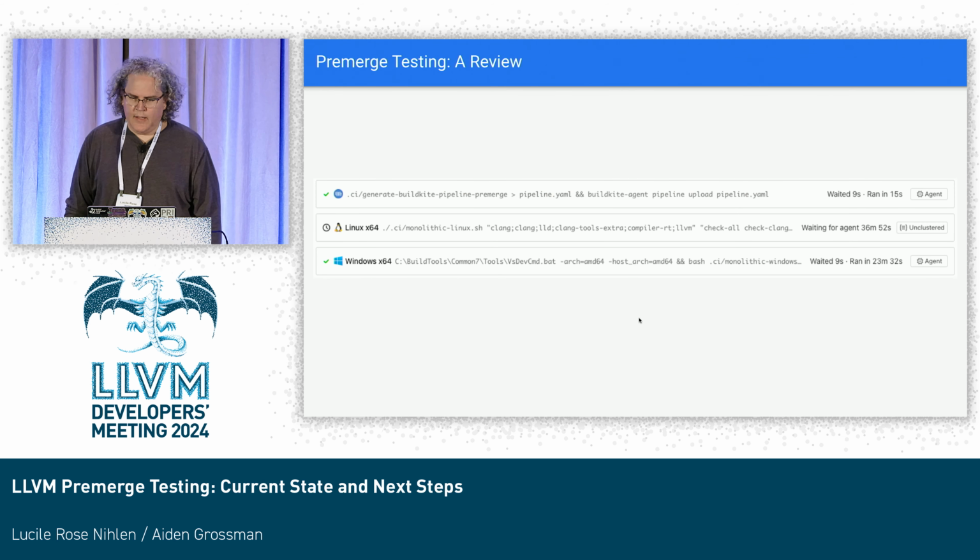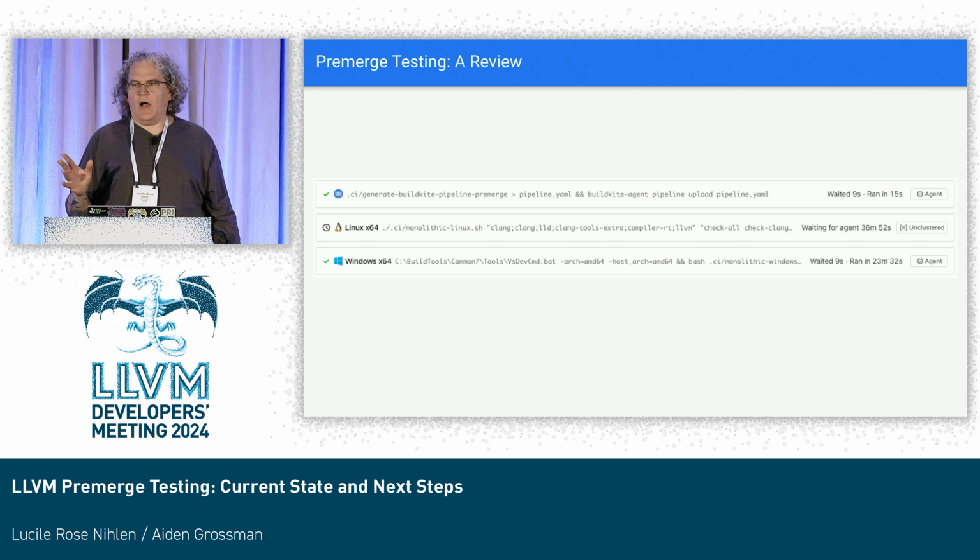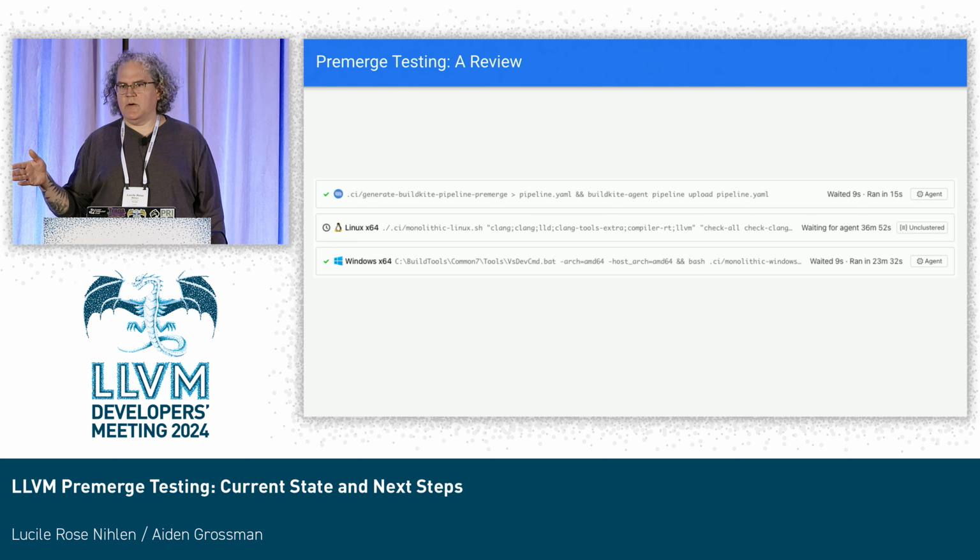What happened is that it waited for 9 seconds and ran in 15 seconds this script that's actually checked into the LLVM repository. So you can go look at .ci/generate-buildkite-pipeline-premerge. It's a shell script, and it basically tries to, just looking at the paths of the files that you've changed in your PR, determine what tests might be appropriate, if any, to run as part of the premerge, right? So it's a build script.